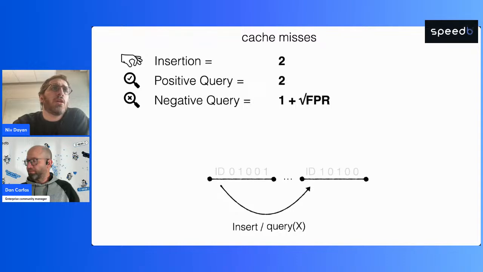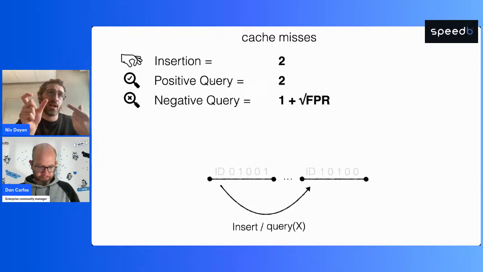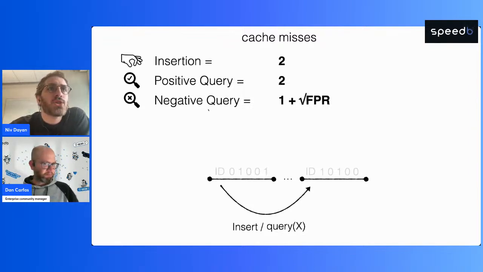Now overall, you can do a cost analysis of the average number of cache lines and cache misses that you incur for each one of these operations. An insertion is going to insert every key into at most 2 different blocks, so it's going to incur at most 2 cache lines. A positive query is going to find ones across all the bits that a key corresponds to, so it's going to have to visit both cache lines in a pair. But interestingly, a negative query is going to incur a much lower number of cache misses. It's going to incur 1 plus a square root term.